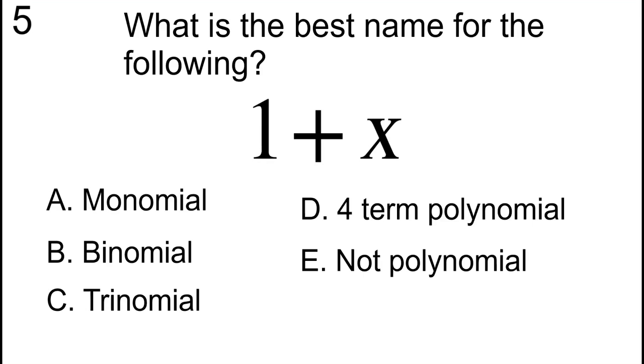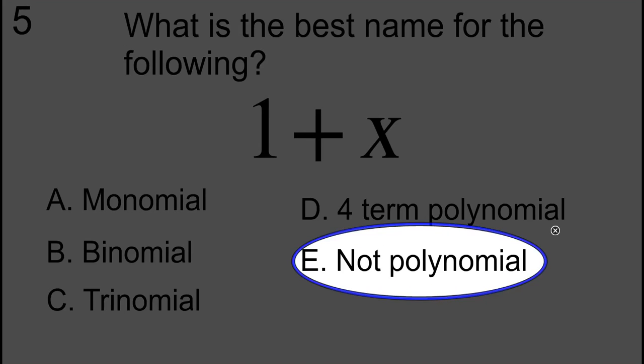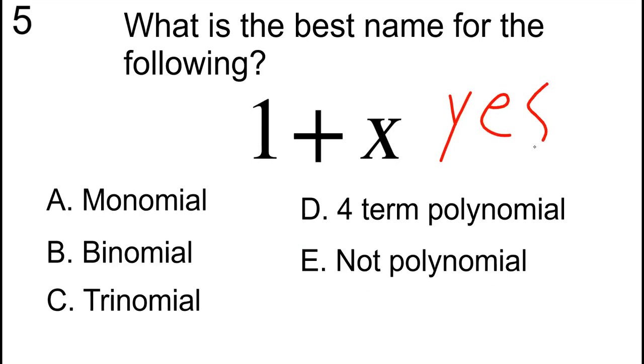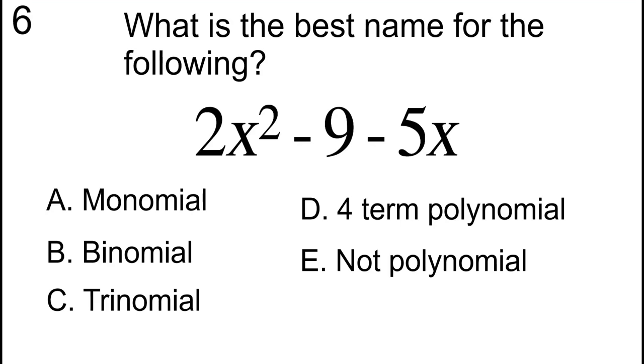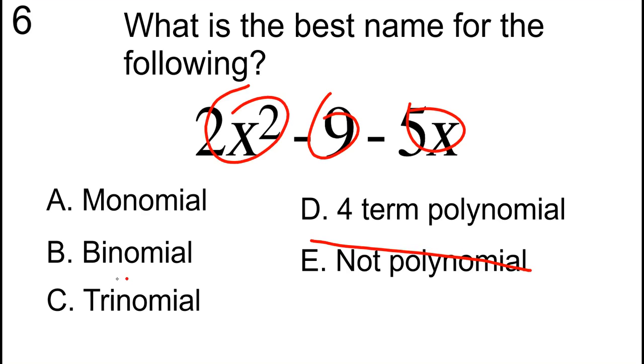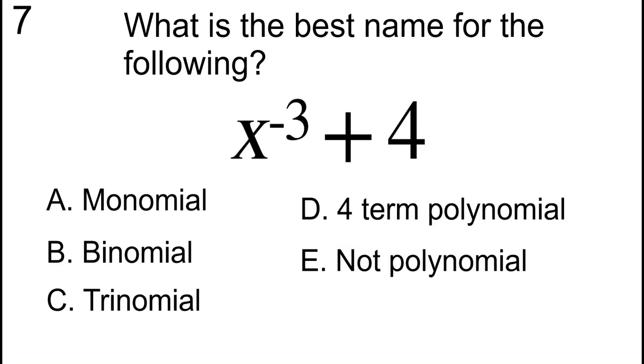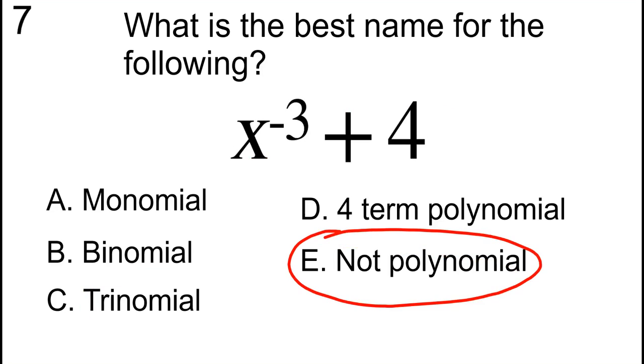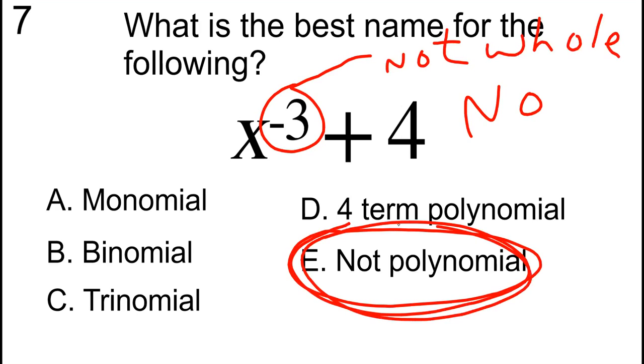Number 5, what is the best name for the following? We want to start with E and ask ourselves, is this expression polynomial? And the answer is yes, so we do not put E. And since it's 2 terms, we say it's binomial. Number 6 is the same thing. Since this expression is polynomial, we eliminate E. We should understand there are 1, 2, 3 terms. The answer is trinomial C. Number 7, we should start with E. Is this a polynomial? And the answer is no, because -3 is not a whole number. Therefore, the answer to number 7 is E.